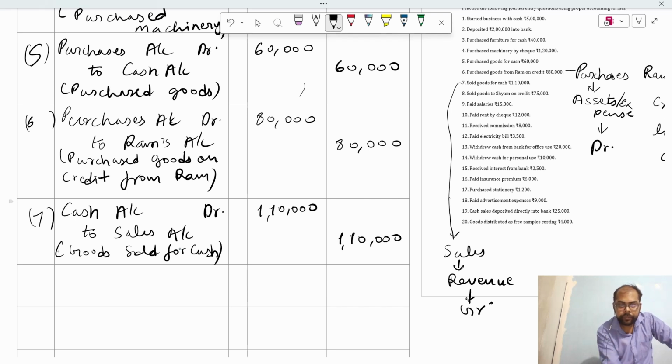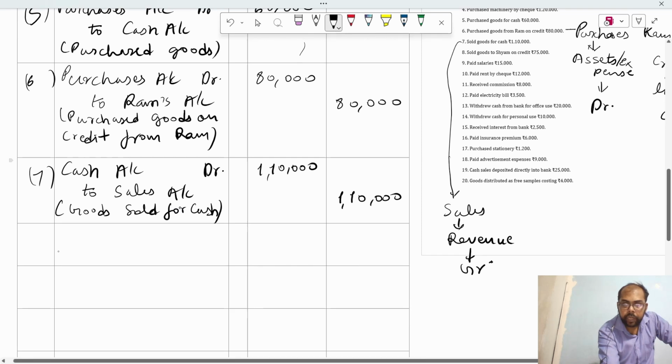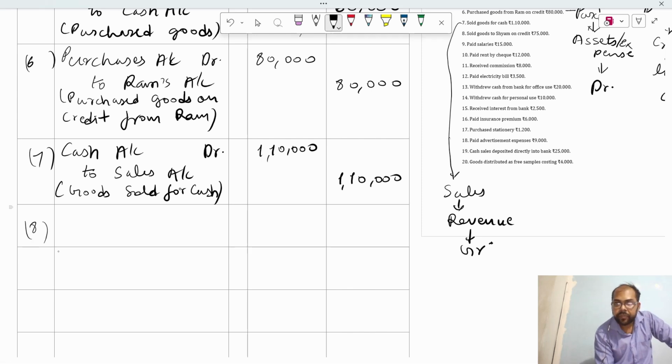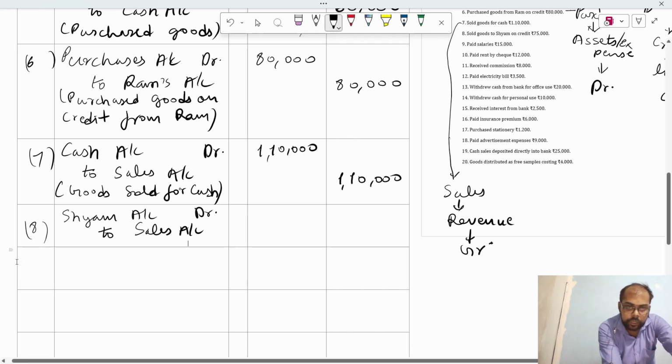Fine. Now, moving ahead. The eighth transaction is sold goods to Shyam on credit rupees 75,000. So we are selling goods to Shyam on credit. Shyam account will be debited to sales account. Why should Shyam account be debited? What is the reason?